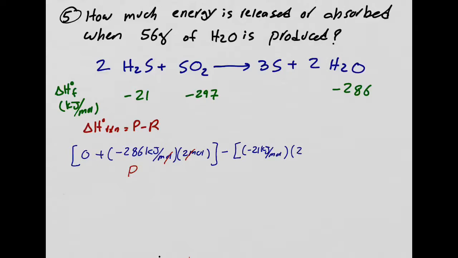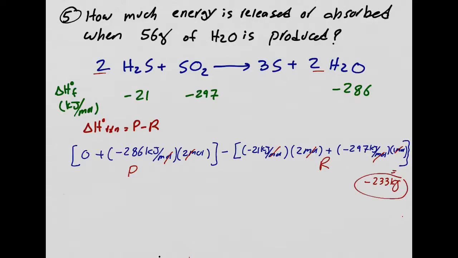How many do I have? I have 2 moles, so the moles can cancel out. And SO2 is minus 297, and it's just 1 mole, right? So I just multiply it by 1 mole. So again, the moles can cancel out. You multiply by the coefficient. Don't forget that. You multiply by the coefficient. So product minus reactant, what I end up getting is negative 233 kilojoules of energy. So what that means is this reaction, the way it is going to produce, is going to release 233 kilojoules of energy. So far so good?